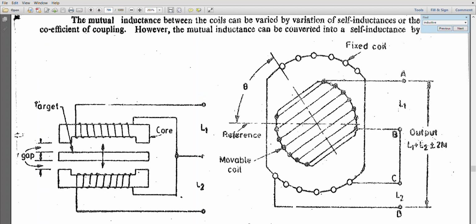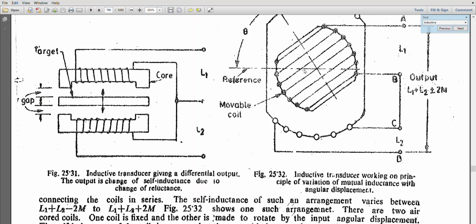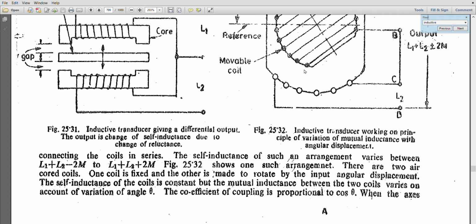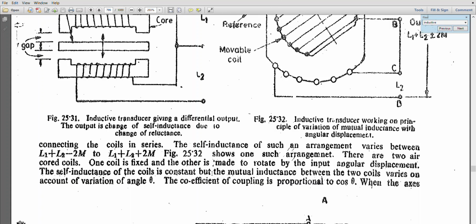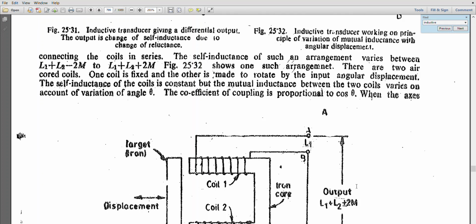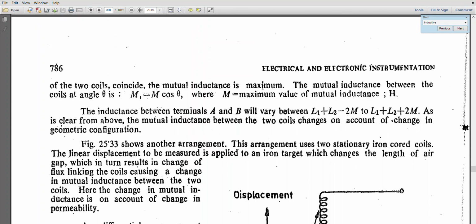Okay, a similar arrangement can be seen even for an angular orientation. So this is a linear displacement. Here we can also see angular displacement. One coil is fixed, the other coil is made to rotate by the input angular displacement. Self-inductance of the coil is constant, but the mutual inductance between the coils varies with the angle theta. The coefficient of coupling is proportional to cos theta. When the axes of the two coils coincide, the mutual inductance is maximum, and between the coils at angle theta, this can be given by M cos theta. M is the maximum value of the mutual inductance, and it varies between these two values.